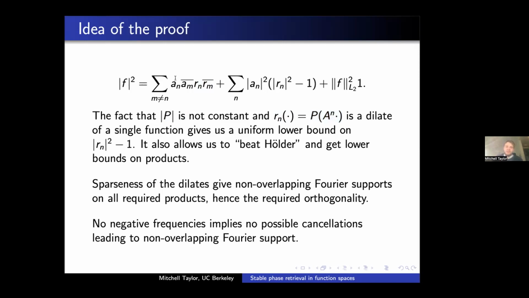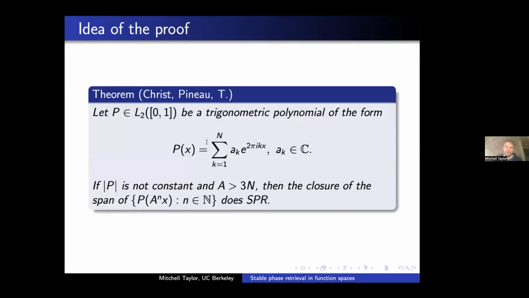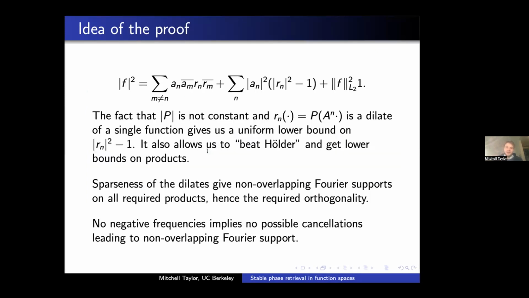And then the fact that I'm using very sparse dilates gives me non-overlapping of the Fourier supports, not only of the original functions, but of all possible products of them that are relevant in this theorem. So this Rn bar will look like a product of a dilate of this and a dilate of the complex conjugate of something else, and I'll look at the Fourier supports of those, and I'll use some combinatorial type arguments to show that these will always be non-disjoint sets.